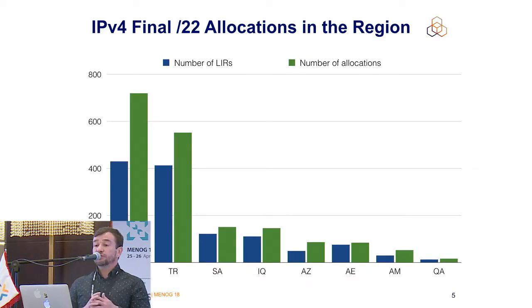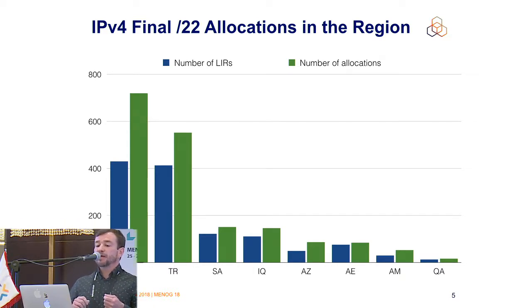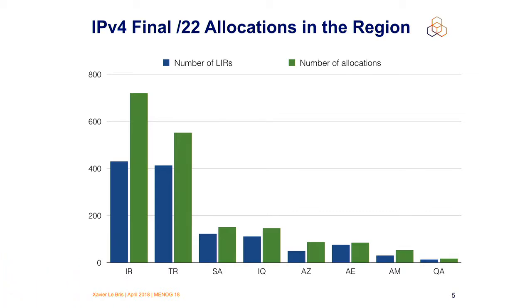Now, if we look at the distribution of resources and the number of members, you have in blue the number of LIRs. For Iran it is above 400, around 430, and you can see that the number of allocations distributed over time is above 700. This means that members, for example, can have several allocations. If you compare with the countries in the region, you see that you're in the lead. This is an idea of the IPv4 final /22 distribution.